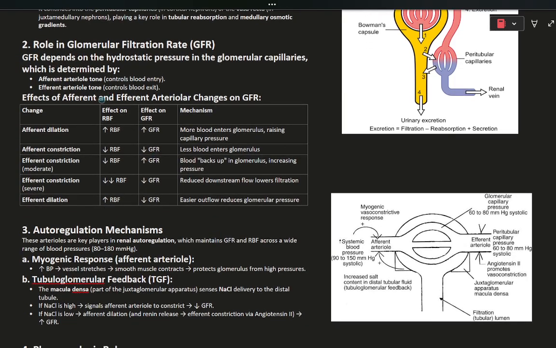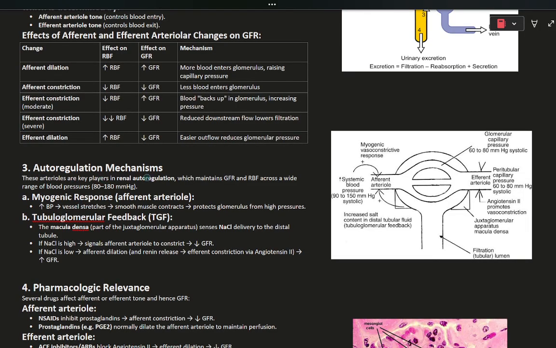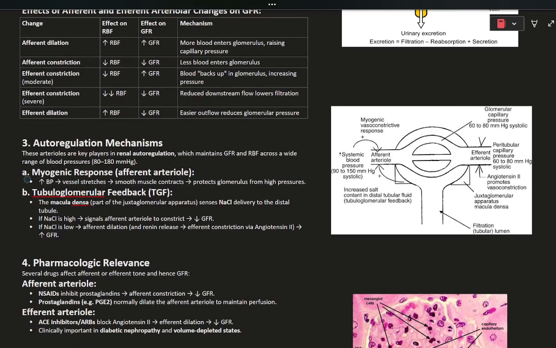So now that we know how the changes to the afferent and efferent arterioles affect glomerular filtration rate, let's talk about some autoregulation mechanisms of these arterioles. These arterioles play a key role in renal autoregulation, which involves the mechanism of maintaining GFR and renal blood flow across a wide range of blood pressures. First, we have the myogenic response, which is handled by the afferent arteriole. So this means that if there's an increase in blood pressure, this is obviously going to stretch the blood vessels. As a result, the smooth muscle is going to contract, and this is ultimately going to protect the glomerulus from high pressure.